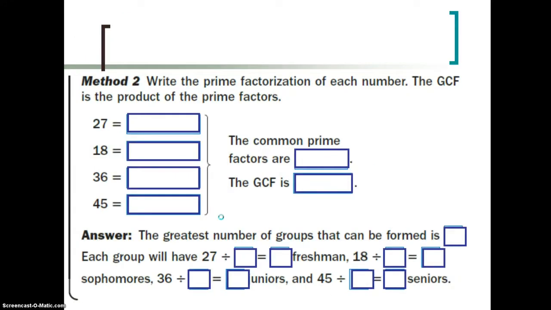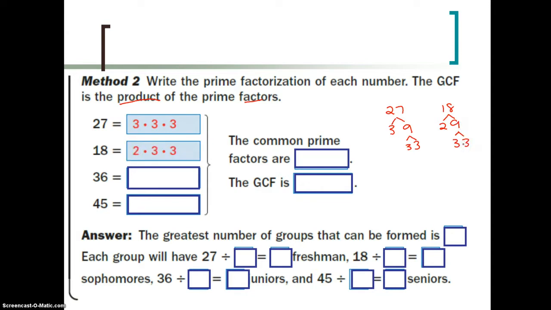The second method is to write the prime factorization of each number. The GCF is the product, so you multiply all of the common prime factors. Let's talk about that. 27, factor tree, 3 and 9. 9 becomes 3 and 3. So you have 3 times 3 times 3. 18, I can do a couple of things. 2 and 9, which is 3 and 3. So I have 2, 3, 3. 36, 6 and 6, which becomes 2 and 3, 2 and 3. So I have 2 times 2 times 3 times 3.